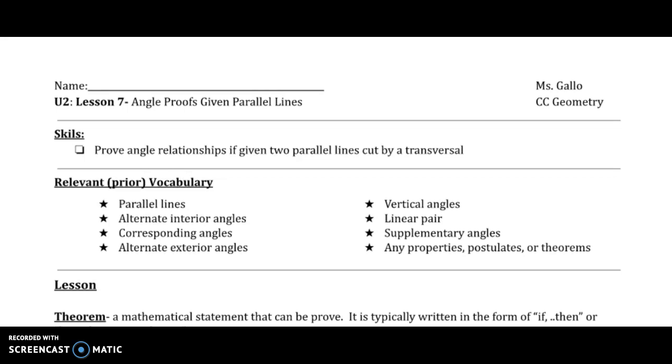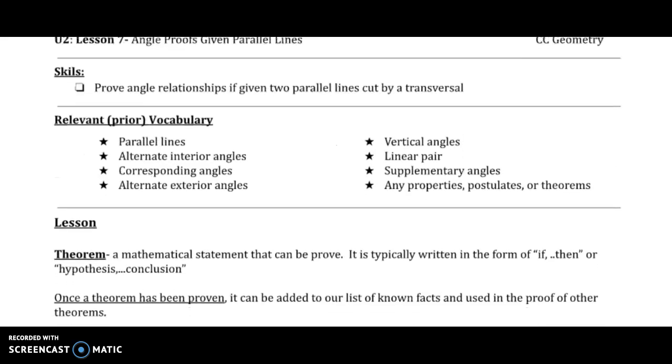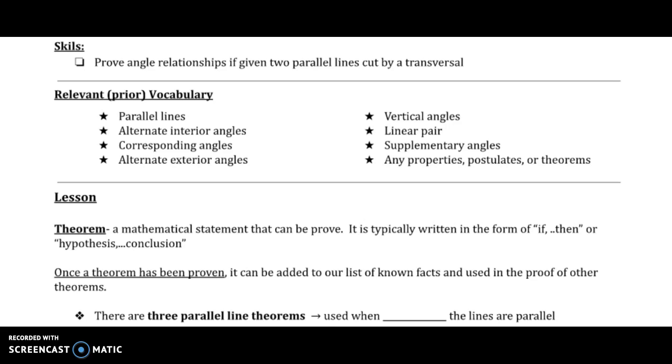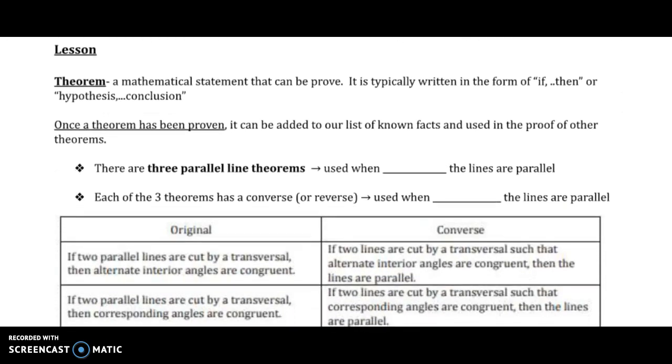Our relevant prior vocabulary: parallel lines, alternate interior angles, corresponding angles, alternate exterior angles, vertical angles, linear pair, supplementary angles, and any properties, postulates, or theorems that we've covered, especially that lesson 6 vocabulary that you completed already.